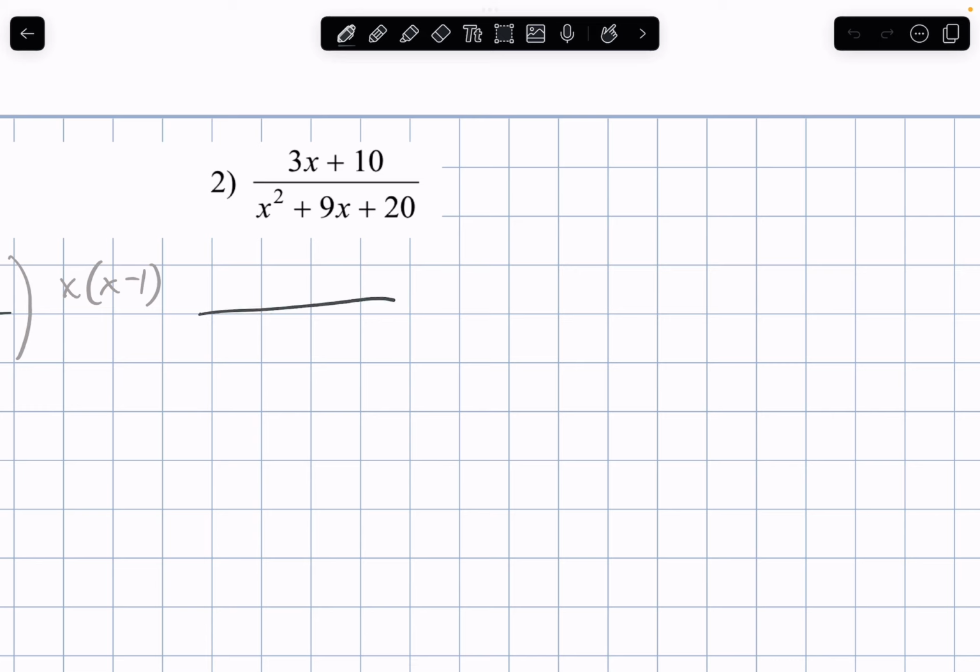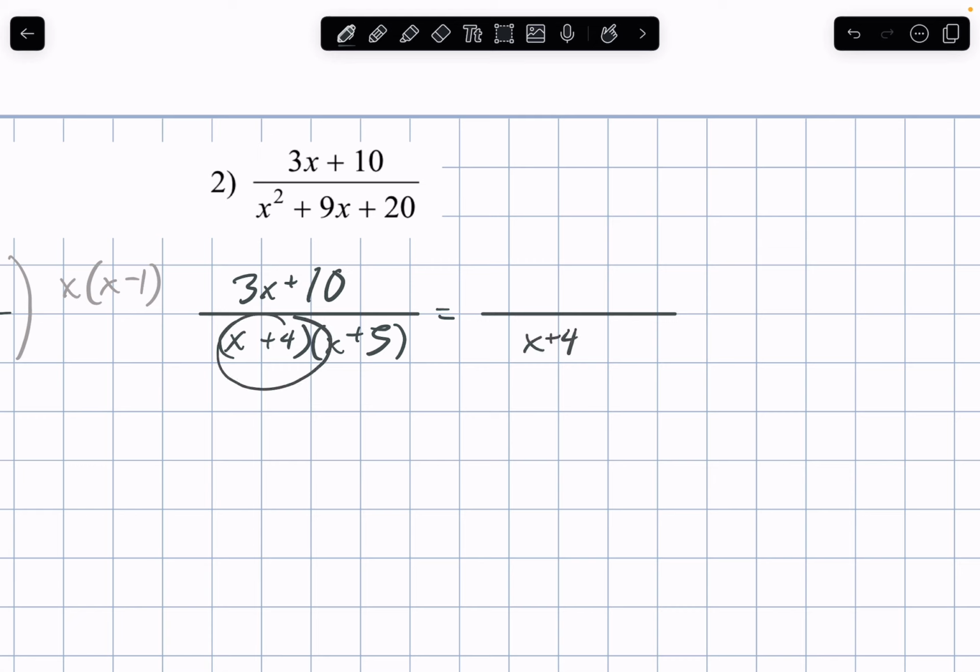First things first, copy the fraction again. Copy the numerator. For the denominator, if it's in a simplified form, you factor it, like so. And then for each factor, you write out a separate fraction. That one's for the factor x plus 4. The other one would be for x plus 5.